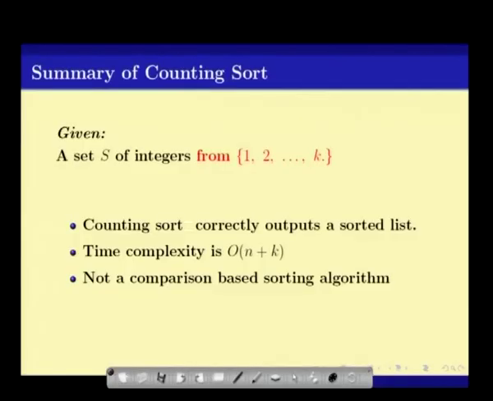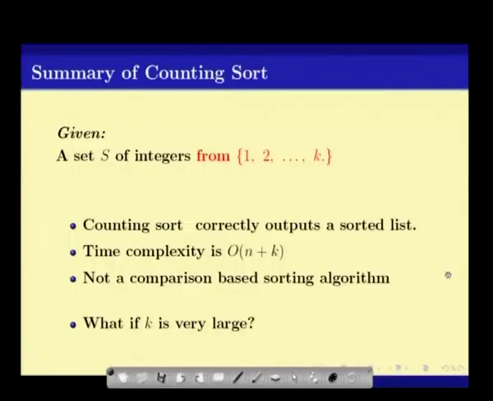So, before the break we were looking at the counting sort algorithm, and we saw that if we have a set of elements, all of which are coming from 1 to k, then we can have an order n plus k sorting algorithm. It is not a comparison based sort. Now, what happens if k is very big? This algorithm does not help.